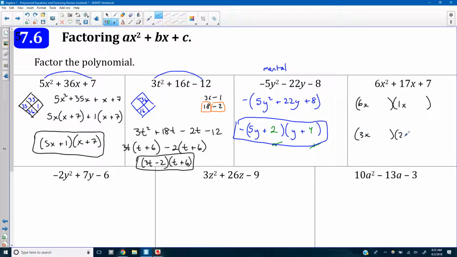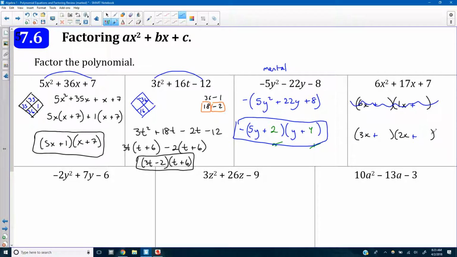And I'm going to try my factors of 7 here, 7 times 1, and try and write them in the right spots to get this thing to work. So let's try, here we go, 7 and 1. 6 times 1, boom, 6, plus 1 times 7 is 13. Nope, that's not it. 6 times 7 is 42. Nope, that's not going to be it. Neither of these. Let's try 3x times 2x.